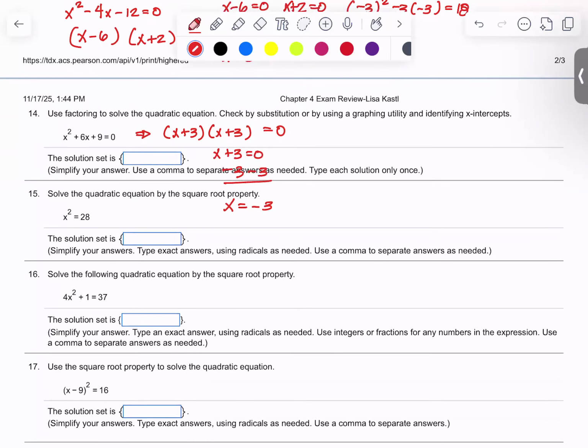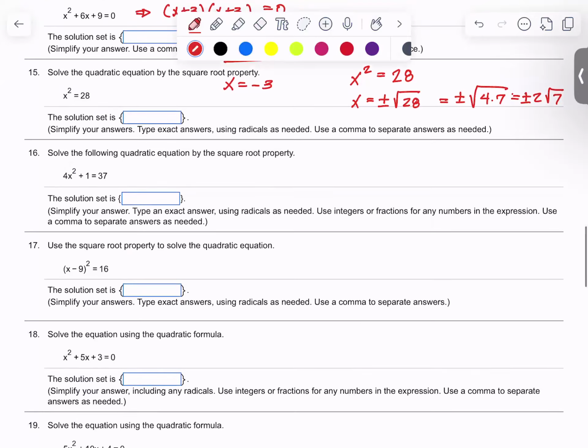Number 15, solve the quadratic equation by the square root property. So take the square root of both sides. And when I do that, I have to put a plus or minus in front of the square root on the right-hand side. And then I'm going to simplify this radical. There's a factor of 4 in 28. So this is plus or minus the square root of 4 times 7, which is plus or minus 2 square root 7. Square root of 4 is 2.